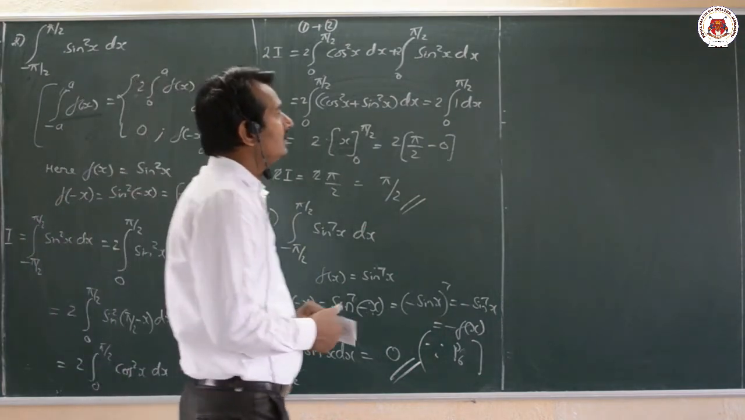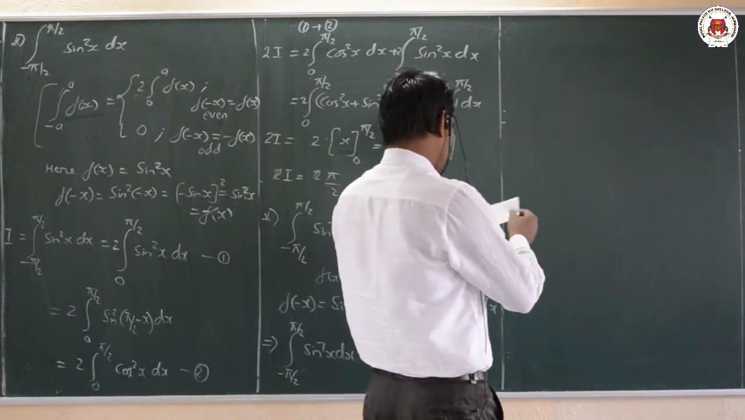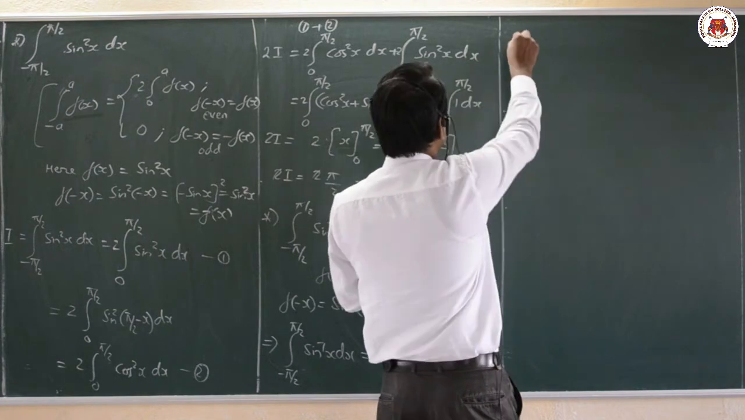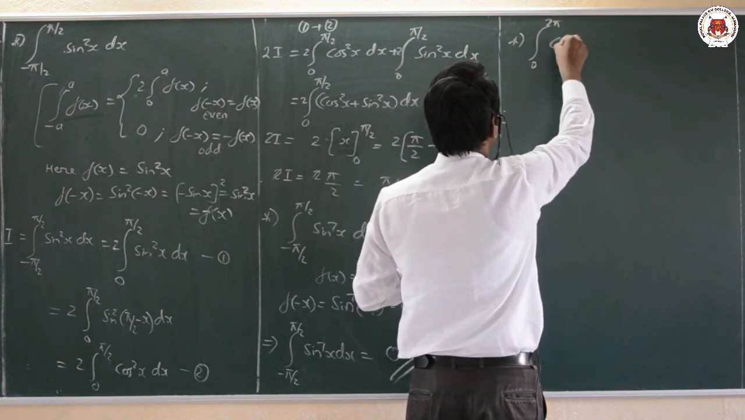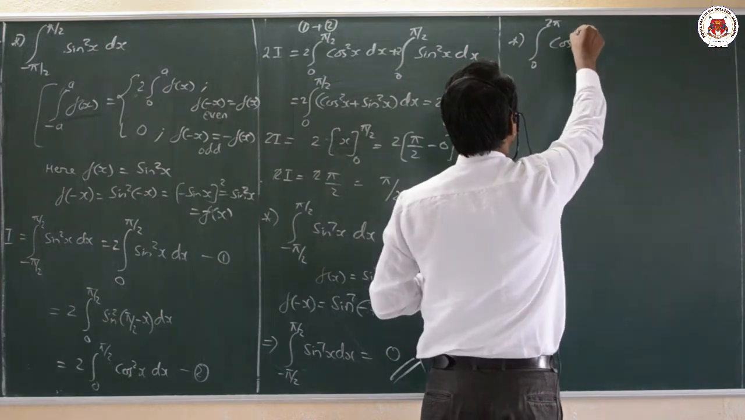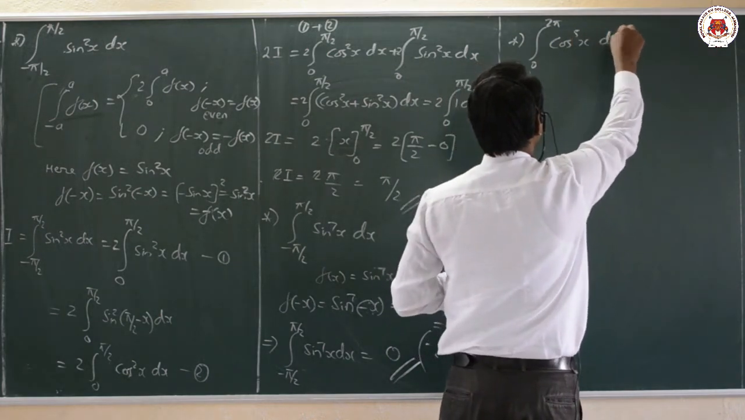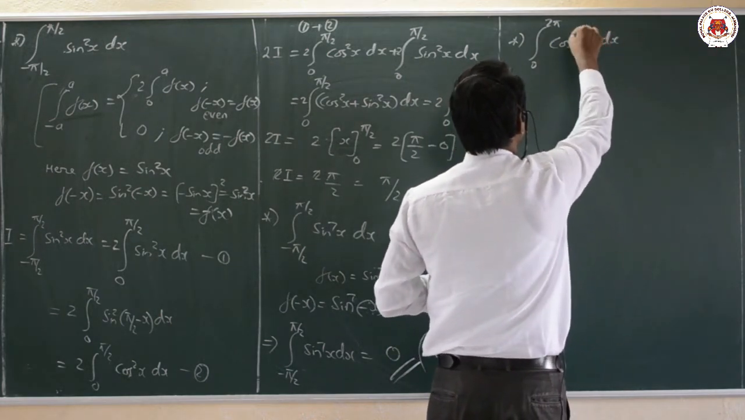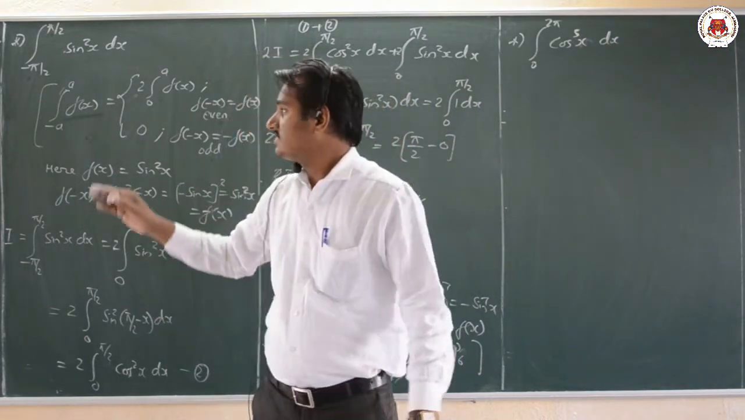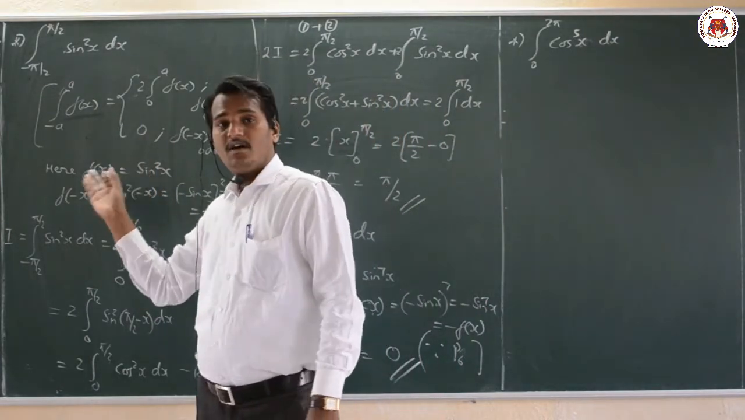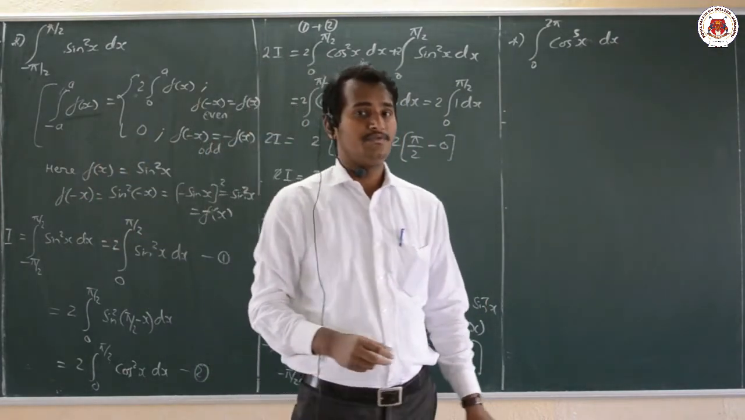Now let us move on with the next question. The next question is, now we shall take another problem, that is the integral from 0 to 2 pi of cos to the power of 5x into dx. Before this, this is property 6 here. Before this, we started with the 5th property here.